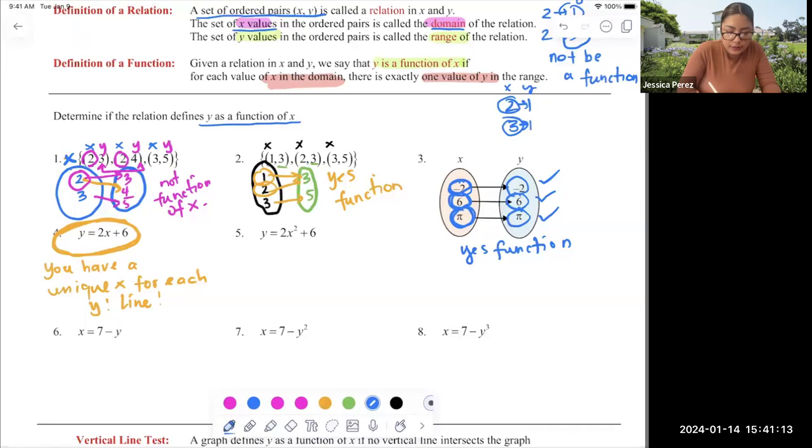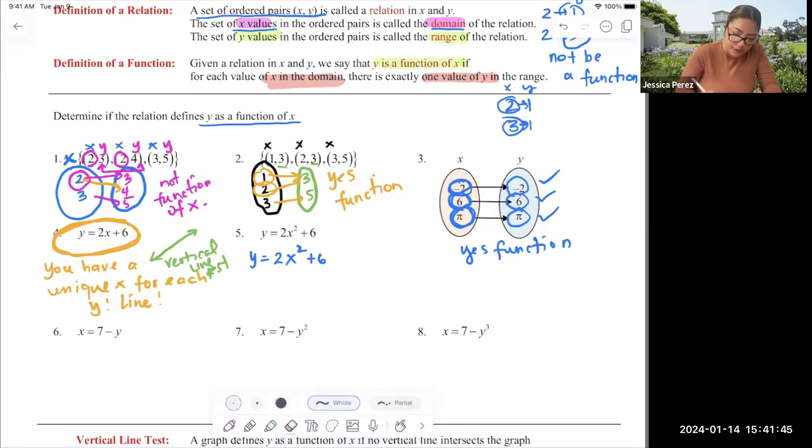Now this one, you have y equals 2x squared plus 6. Another way to check is that I know this is a line, and it passes the vertical line test. It only hits once. This one, we've learned, is going to be a parabola at 6. We know the way that this graph looks.